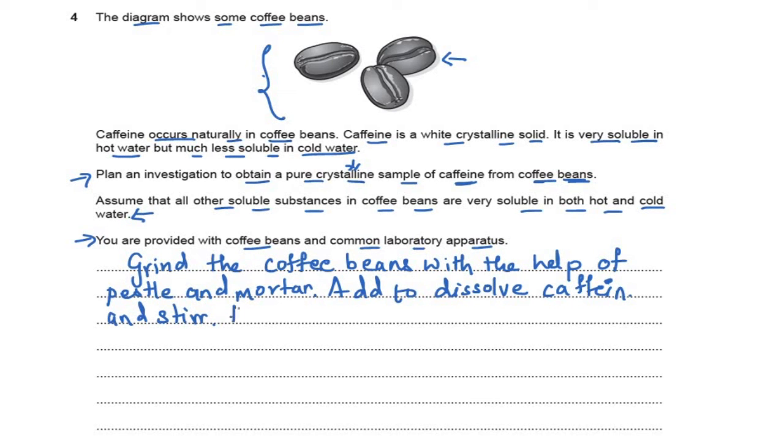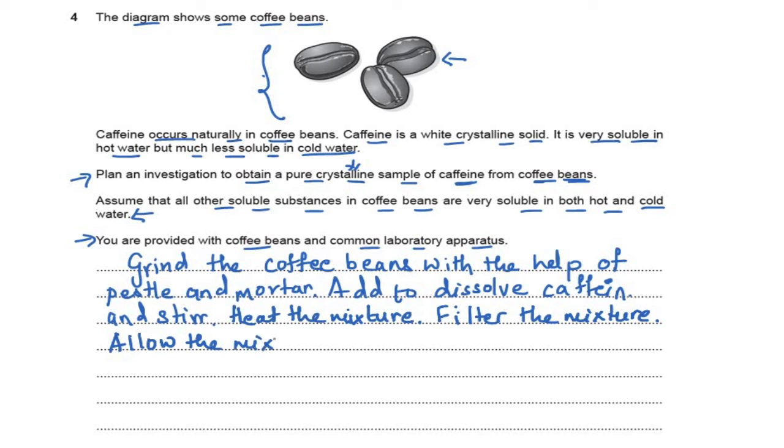Next, we will heat the mixture. Heat the mixture again, that is to dissolve the few substances which are insoluble in cold water. So heat the mixture, and then next filter the mixture to remove some insoluble substances if present. So filter the mixture. Next, allow it to cool down. Allow the mixture to cool.